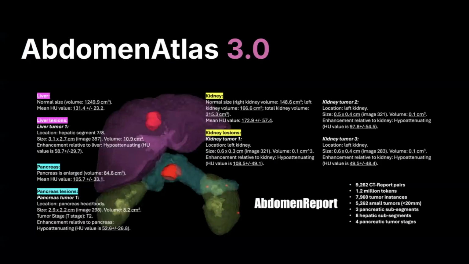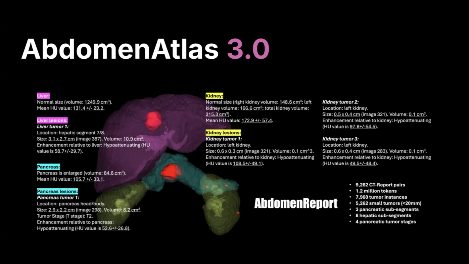What is Abdomen Atlas 3.0? It is an improvement over our Abdomen Atlas dataset, so the training dataset we showed for the benchmark. It has per voxel annotations for organs, for tumors, for blood vessels. It has also radiology reports for all of these CT scans. So we have 9,000 CT scans with paired reports.